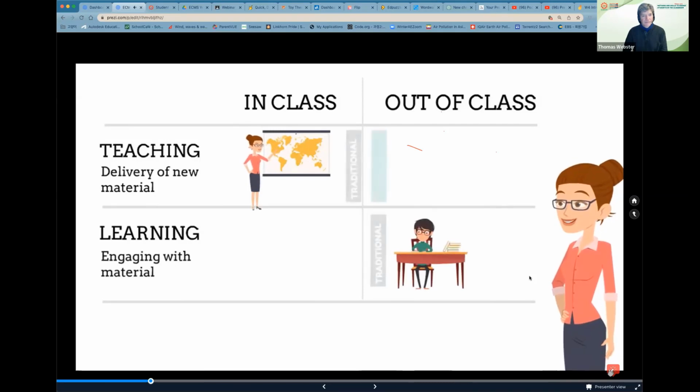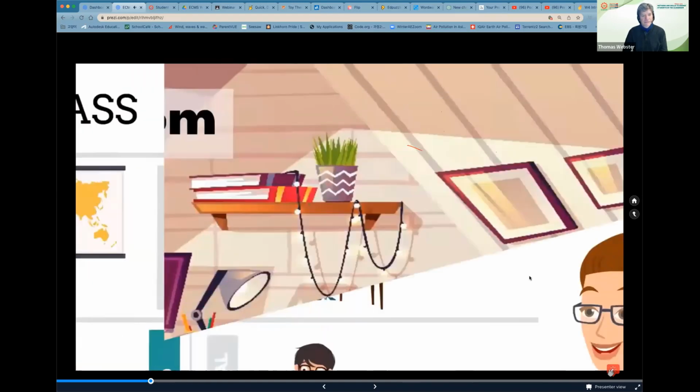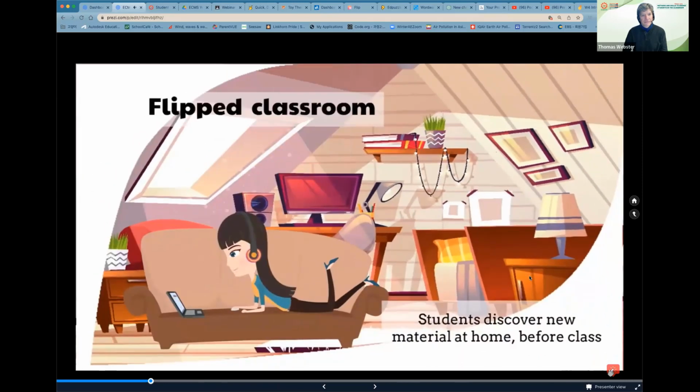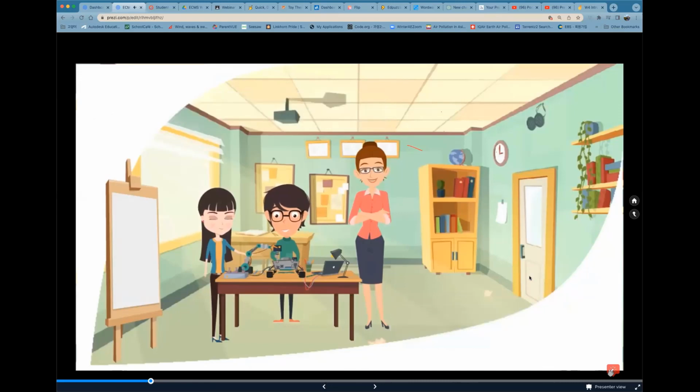In a flipped classroom, this framework is reversed, so students first discover new material at home, for example through assigned reading, or increasingly so, in the form of didactic videos. Because the delivery stage takes place out of class, class time can be dedicated to practical activities which allow the students to actively engage with the material in the presence of the teacher, and often in collaboration with other students.